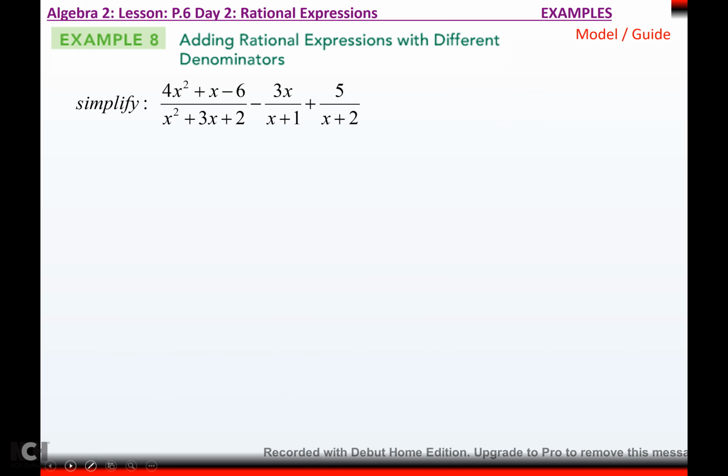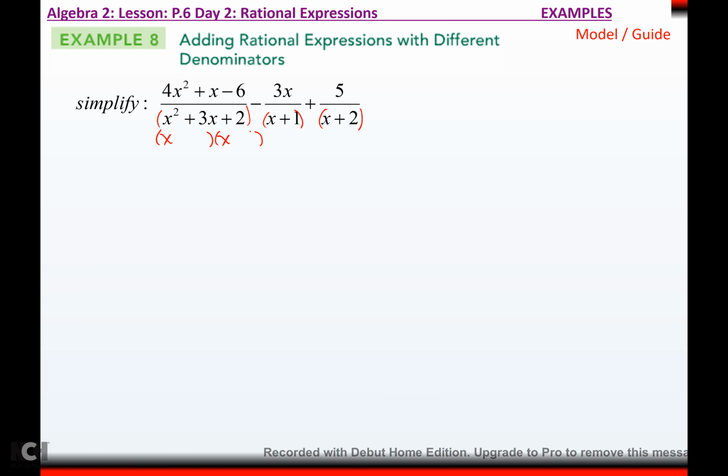Alright. Now we've got 3 rational expressions that we're trying to add and subtract. Again, these 2 are already factored, so they are prime. I can't factor them anymore. This I should be able to factor. And it should be an easy factor since a is 1.